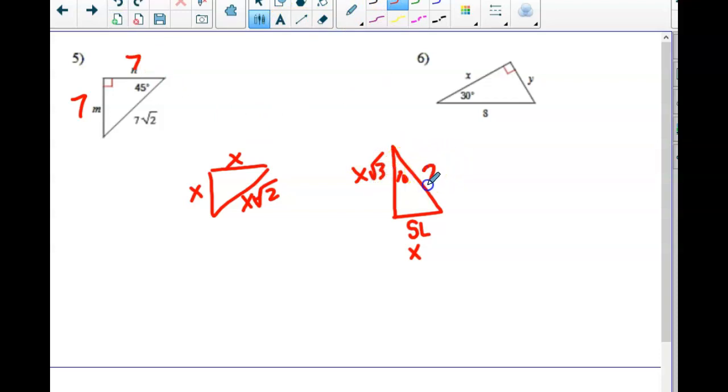Come on. And then 2x is the hypotenuse. So on this picture, we're given the hypotenuse. So that's 2 times the short leg. If 8 is 2 times the short leg, which is the short leg in this picture? Okay. So if we divide by 2, we get 4. And then once you know the short leg, how do you get to the long leg?